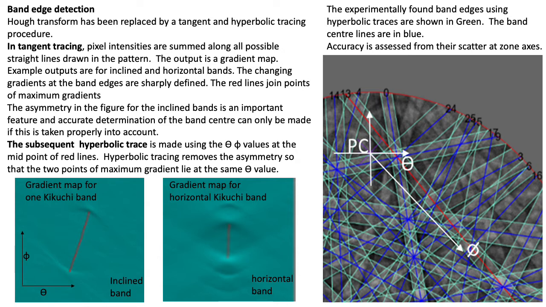The subsequent hyperbolic trace is made using the θ values at the midpoints of the red lines. Hyperbolic tracing removes the asymmetry so that the 2 points of maximum gradient lie at the same θ value. The experimentally found band edges using hyperbolic traces are shown in the EBSD map below in green. The band center lines are in blue. The accuracy is assessed from the scatter of the blue center lines from the mean point.